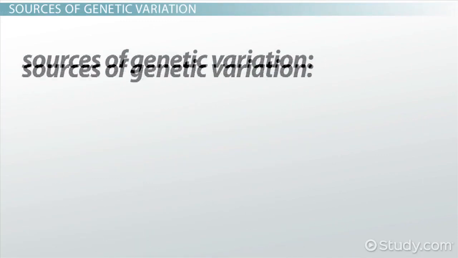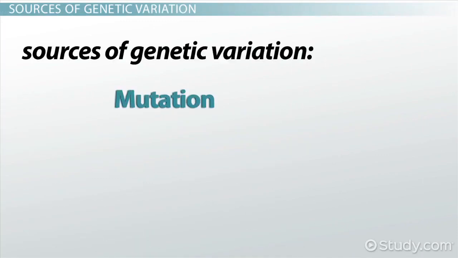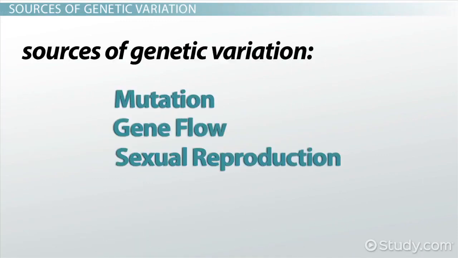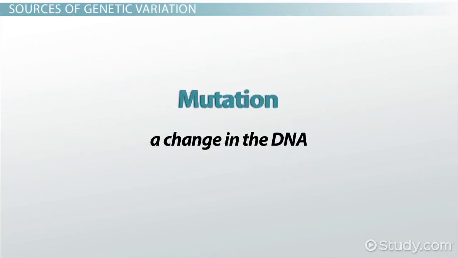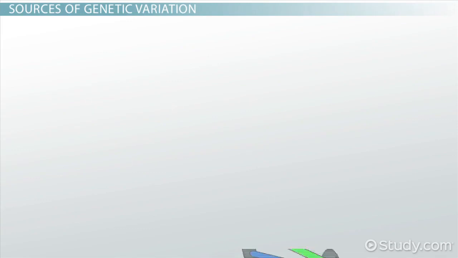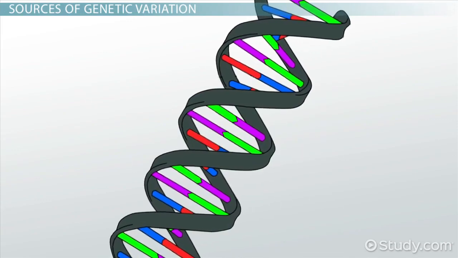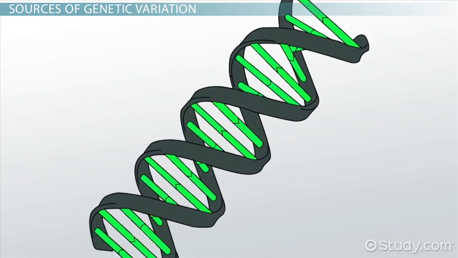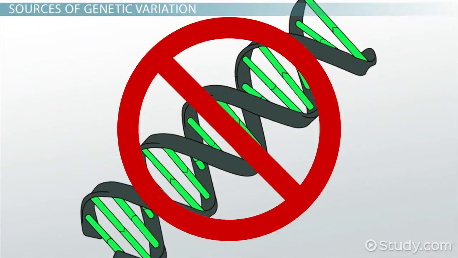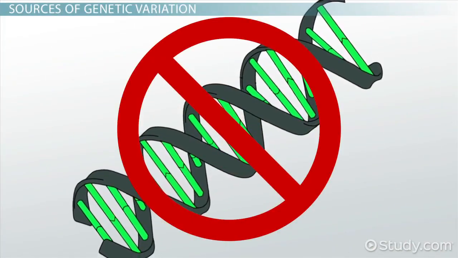There are three sources of genetic variation: mutation, gene flow, and sexual reproduction. A mutation is simply a change in the DNA. Mutations themselves are not very common and are usually harmful to a population. Because of this, mutations are usually selected against through evolutionary processes.